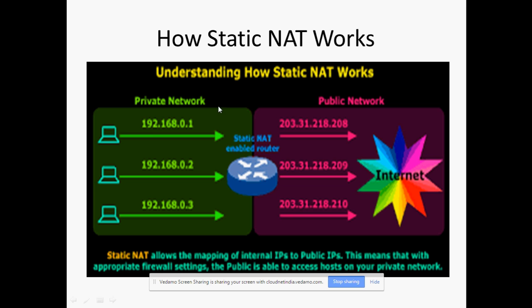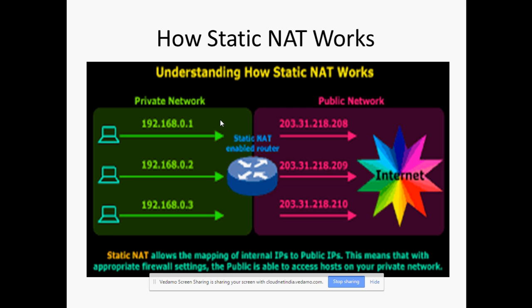So you can simply think, if you have three computers inside your LAN, then you require three public IP addresses to map as static NAT, and it is fixed, meaning anytime 192.168.0.1 requests to access the public internet, it will always be converted to 203.31.221.208, as this is the permanent mapping. So static NAT is a mapping method where one private address is mapped to one public IP address, and it is fixed.